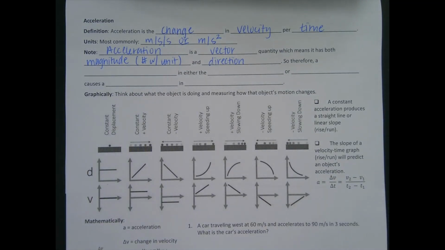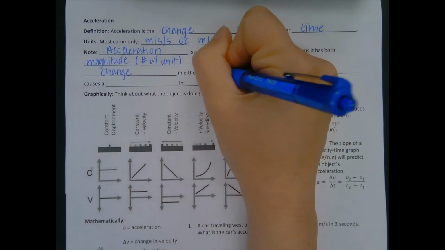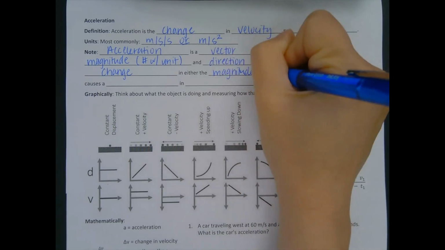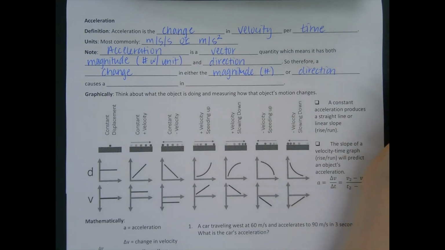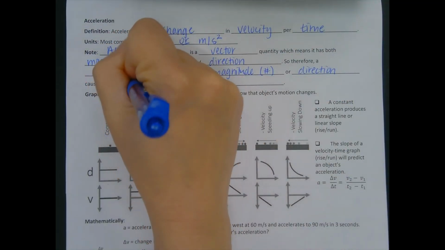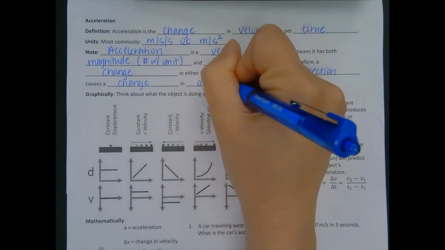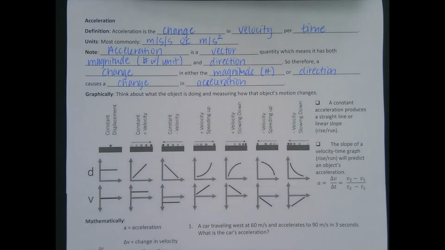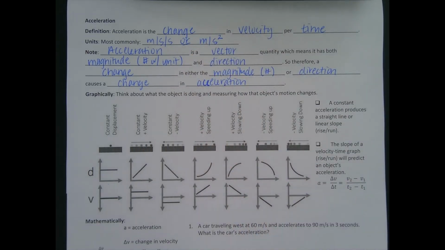So therefore, a change in either the magnitude, meaning the number, or the direction causes a change in acceleration. That's a key point. That's important to note because we often think of just a change of acceleration for magnitude, but it also is for a change in direction.